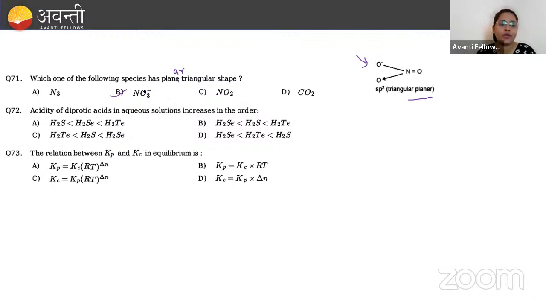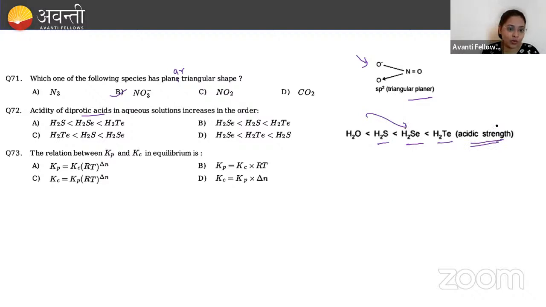Next, acidity of diprotic acid in aqueous solution increases in the order. So here we need to consider the acidity of diprotic acids like H2O, H2S, H2Se, and H2Te. When we talk about the acidity of these diprotic acids, H2O's acidity is less than H2S, then H2Se, then H2Te. So this is the strength of acid for these diprotic acids.